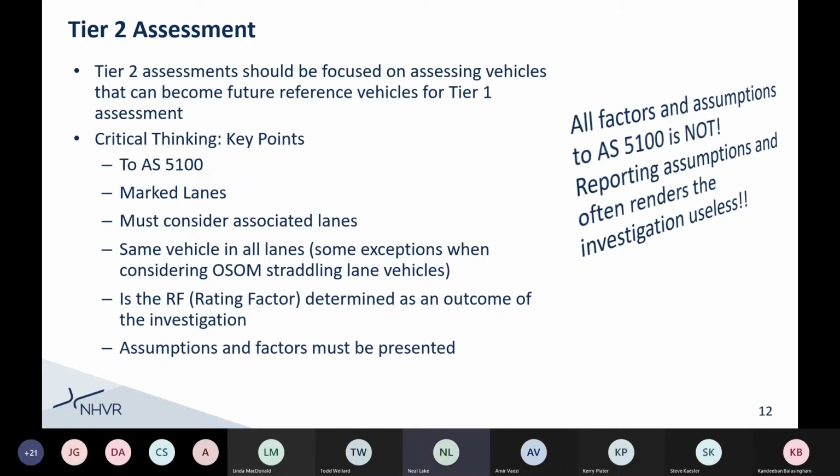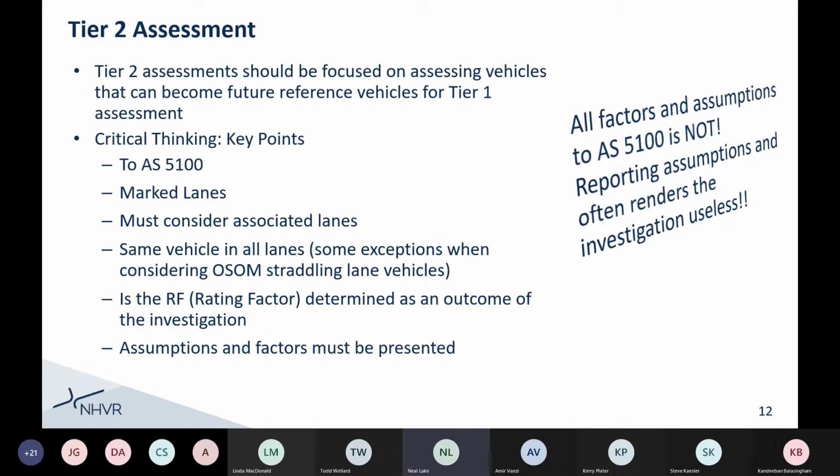All right, so now let's talk a little bit about Tier 2 assessment. So in Tier 2 assessments, the focus of a Tier 2 should be on developing reference vehicles that we can use for future Tier 1 assessment. Right? So we shouldn't be just going out and specifying Tier 2 assessments to assess an application vehicle for yes or no style answers. Really, the emphasis should be always on trying to produce information that we can use in Tier 1 assessment.